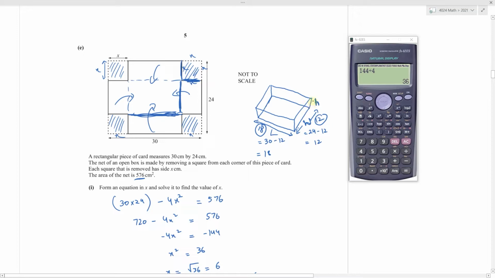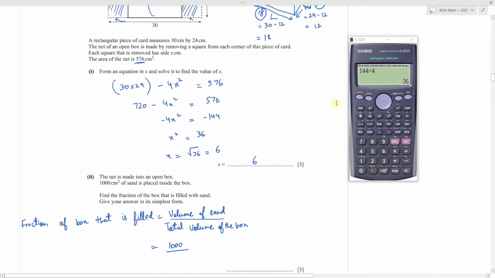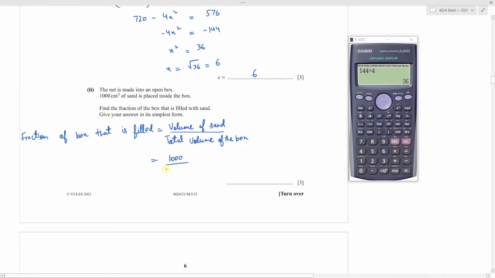Height here will be equal to x, which is 6. So your length is 18, width is 12, height is 6. So 18 times 12 times 6 will be the volume of the box. 18 times 12 times 6. So 18 into 12 into 6.